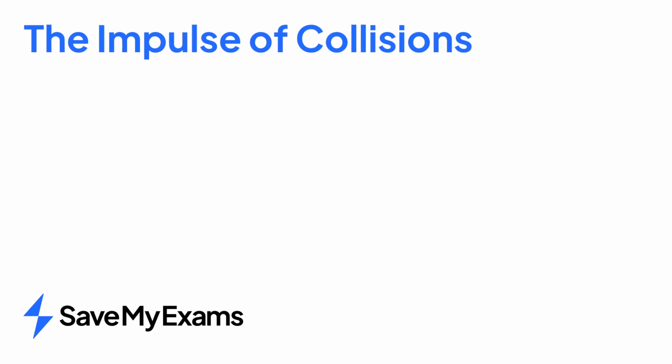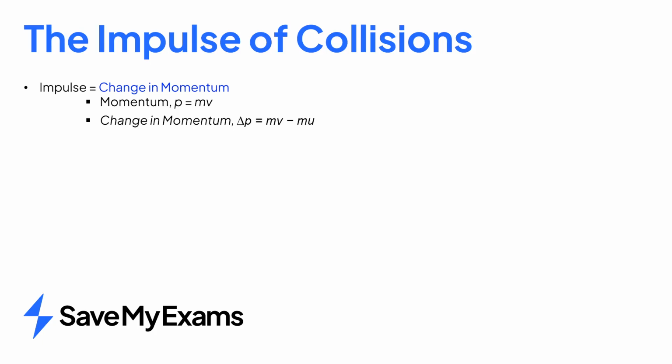In summary, impulse is equal to change in momentum, where momentum p is equal to mass times velocity. So the change in momentum is equal to the momentum after minus the momentum before, where v is equal to the final velocity and u is the initial velocity. Impulse is also equal to the force times the time of the impact. Rearranging this equation gives F is equal to the change in momentum divided by the time.